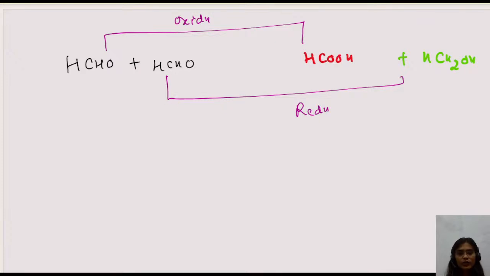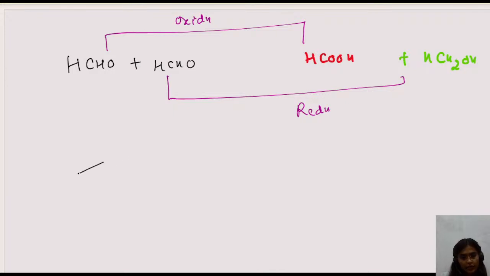Now let's see more examples to clear the concept. What if I'm using benzaldehyde? But in this case there's one very important key point: we can't use any aldehyde or ketone with alpha hydrogen.